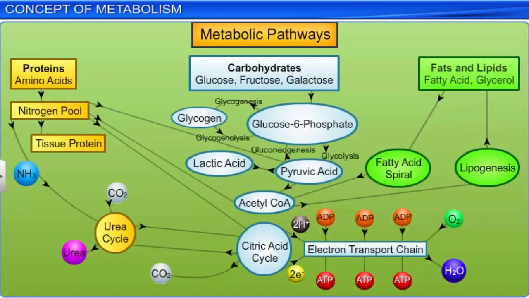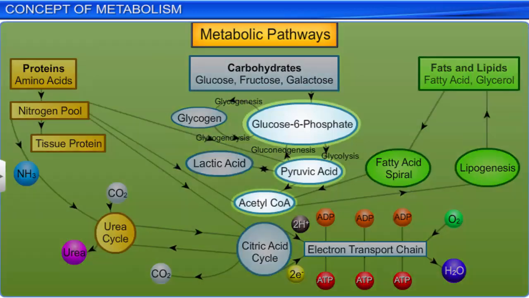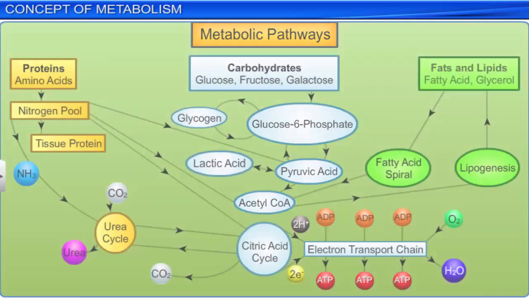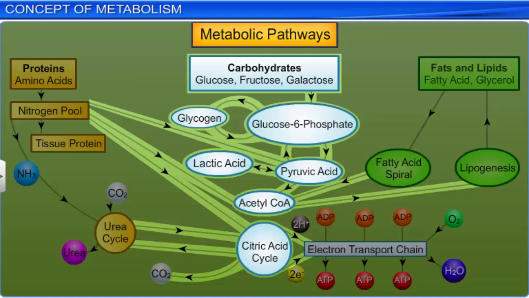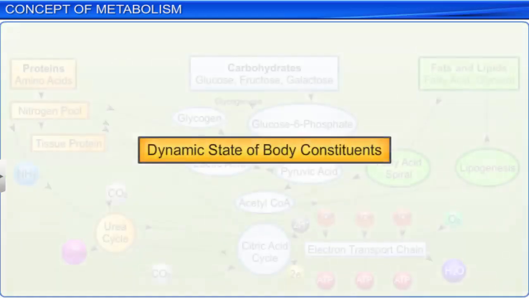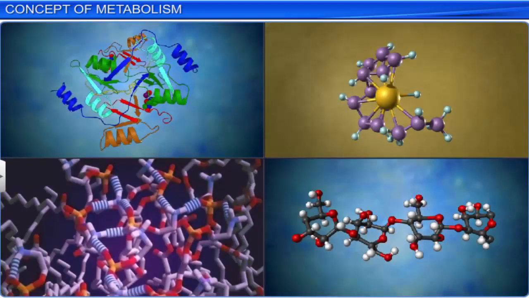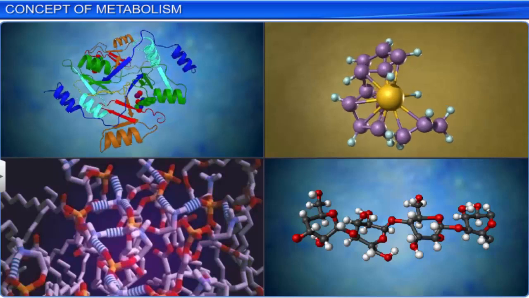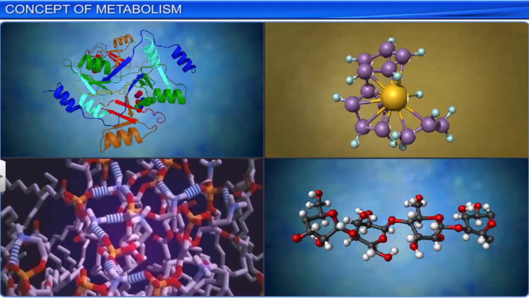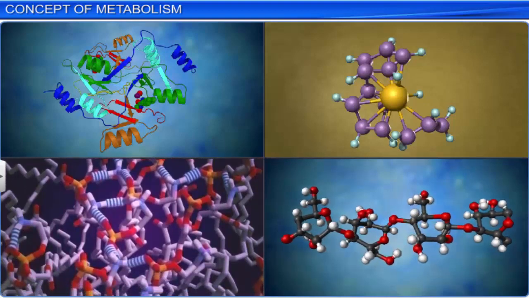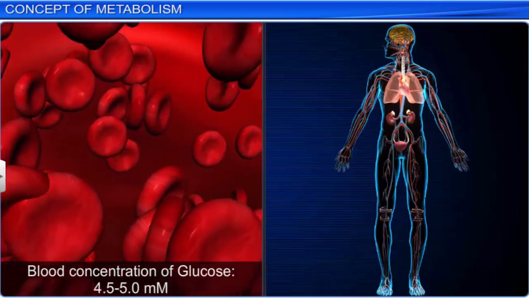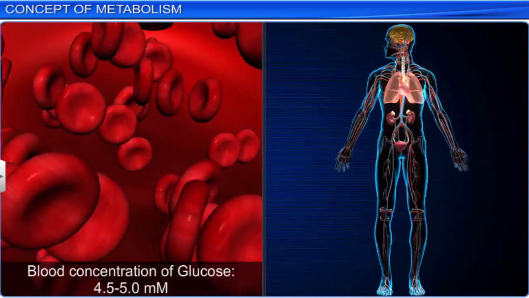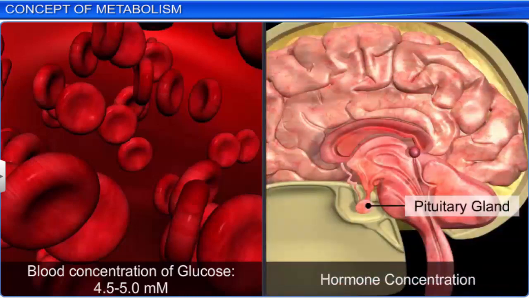Metabolic pathways can be compared to automobile traffic, where they have traffic junctions when they meet and cross each other. Just like automobile traffic, the flow of metabolites through these pathways is definite and takes place in a specific direction. This flow of metabolites is also called the dynamic state of body constituents. As you have studied, thousands of metabolites or biomolecules are present in living organisms. Each of these biomolecules has a definite concentration. For example, the blood concentration of glucose in a normal healthy individual is 4.5 to 5.0 millimolars, while that of hormones is measured in nanograms per milliliter.